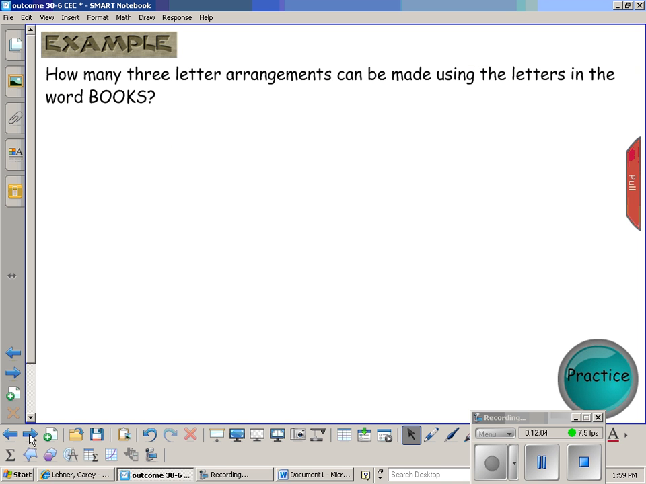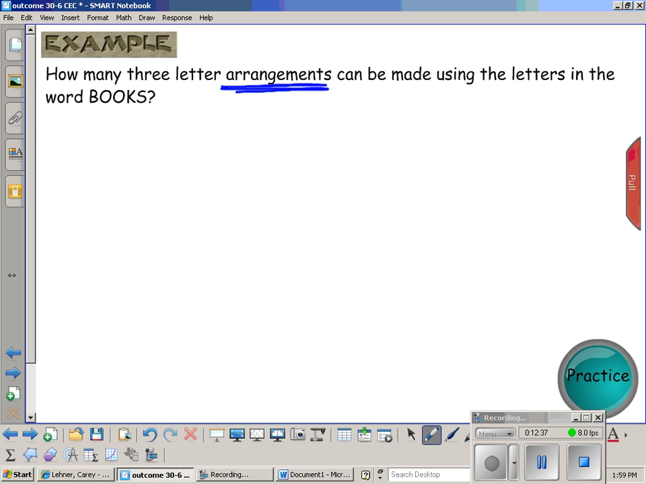All right, we're going to challenge you a little bit here. How many 3-letter arrangements can be made using the letters in the word books? Permutation or combination? Well, on the outside looking in, it looks like it's going to be a permutation because we're talking about arrangements. Arrangements usually refers to order. So we want to order these.